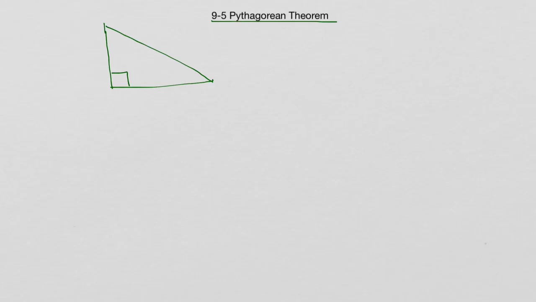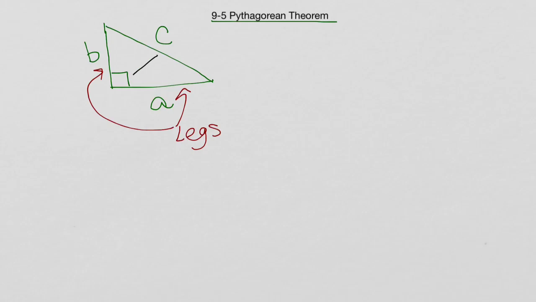If I call this side A, and this side B, and this side C, the sides of the right angle are actually called the legs of the triangle. So these two sides, A and B, are called the legs. And side C, which is the side that's opposite the right angle, has a special name. It's called a hypotenuse. Hypotenuse, spelled like this.